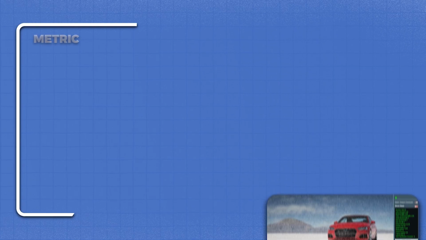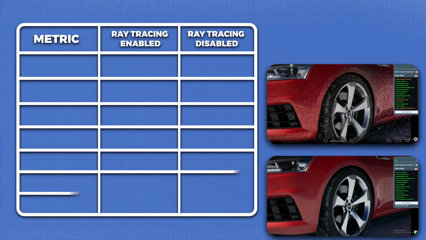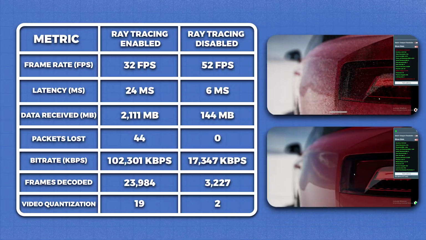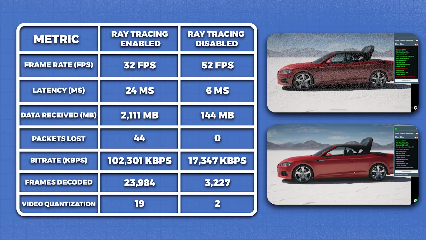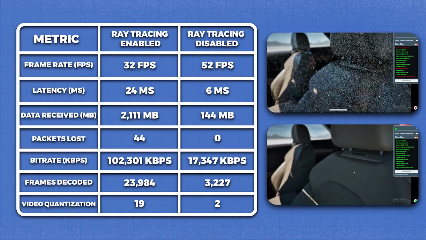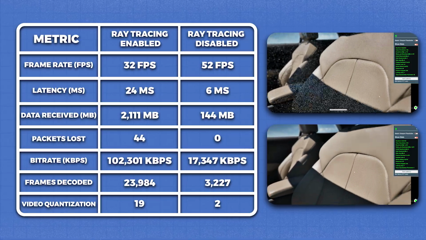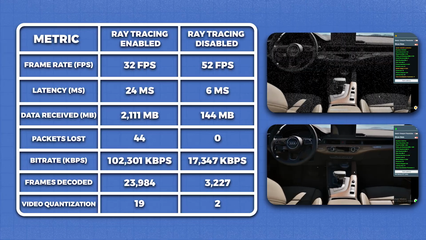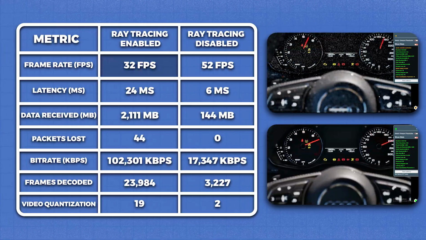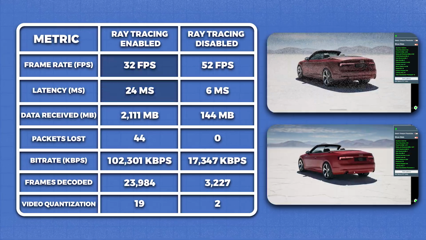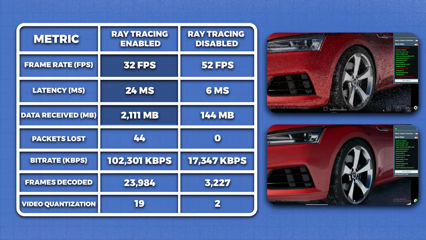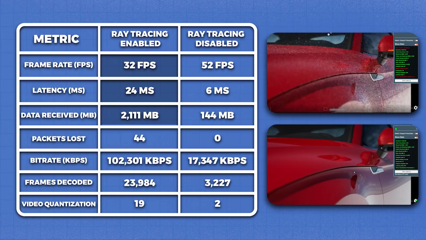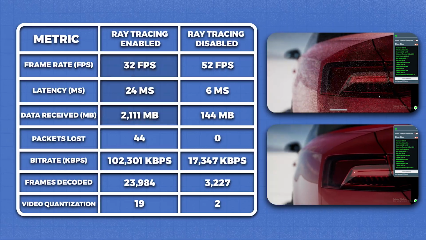Now, let's break down the performance with ray tracing enabled versus ray tracing disabled, for a clearer understanding of how these settings impact pixel streaming in a car configurator project. As you can see, when ray tracing is enabled, you get rich visuals, but the frame rate drops to 32 FPS, latency increases to 24 milliseconds, and data usage spikes to over 2,100 megabytes. The visual quality, however, is exceptional with detailed lighting and reflections.